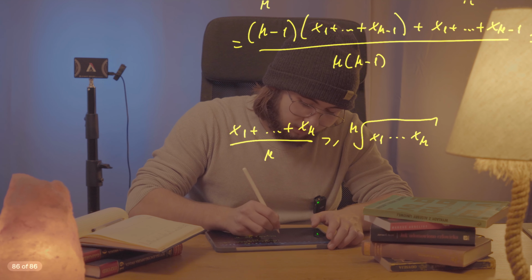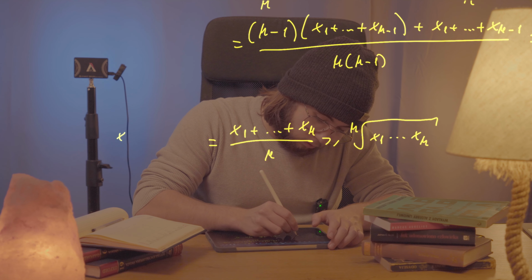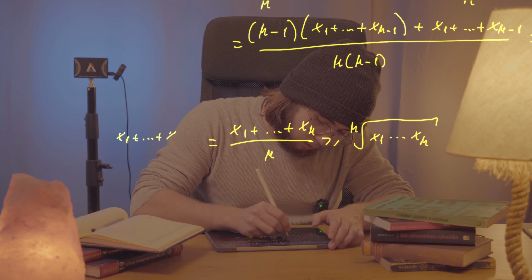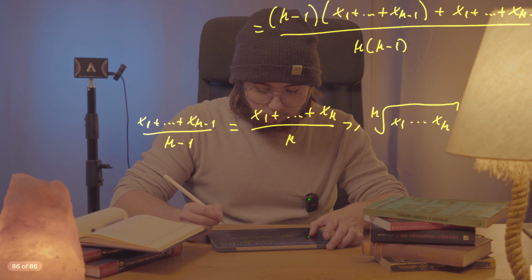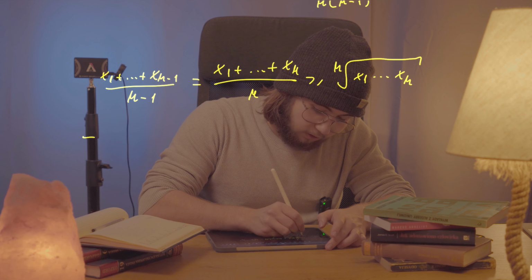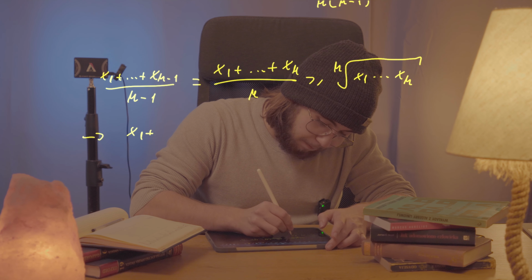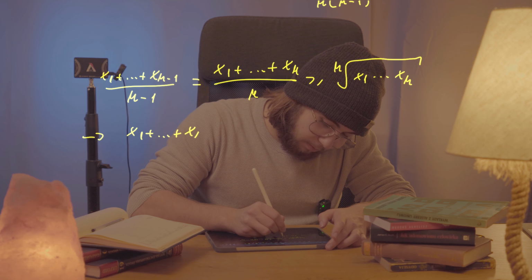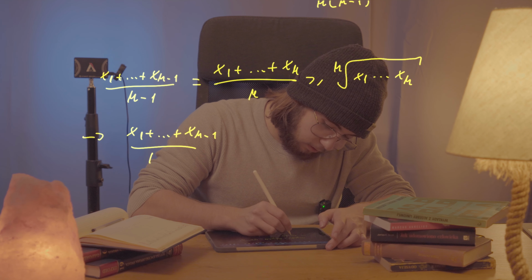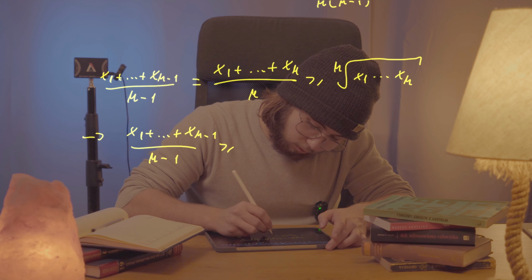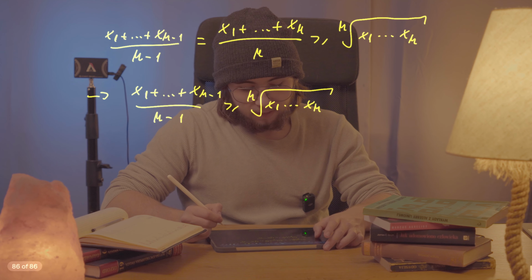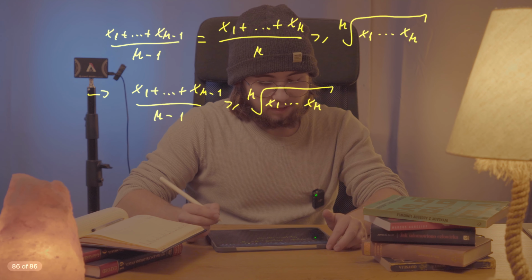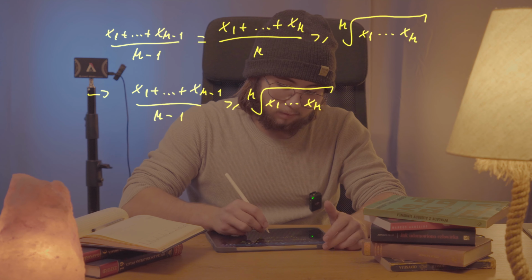However, this is actually going to be equal to the arithmetic mean of all of those k minus 1 x's. And so we see by all of this that the arithmetic mean of k minus 1 x's is going to be greater than or equal to the kth root of x1 through xk multiplied together. But it's not really what we wanted here. So what can we do?